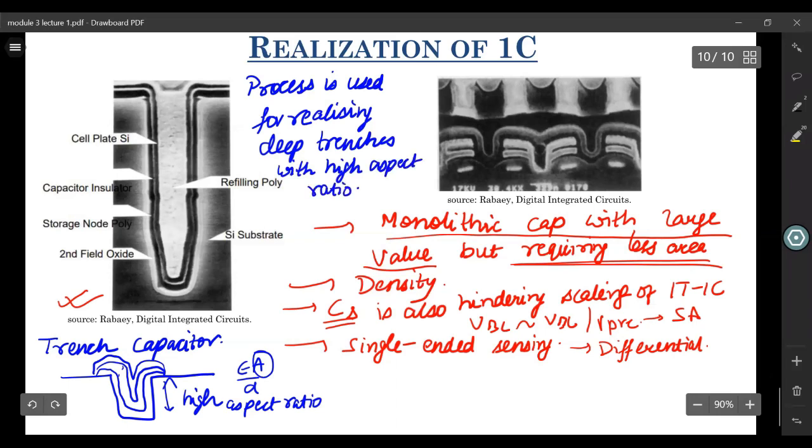So the main idea behind this is: increase the area, capacitance increases. So now the effective area is this. You see, the effective area is this. So your area increases, and as such your capacitance increases. The second way to do this is what is shown here. This is called the stacked capacitor design.